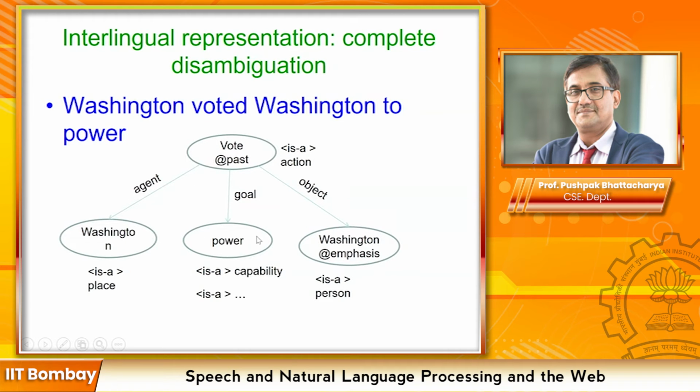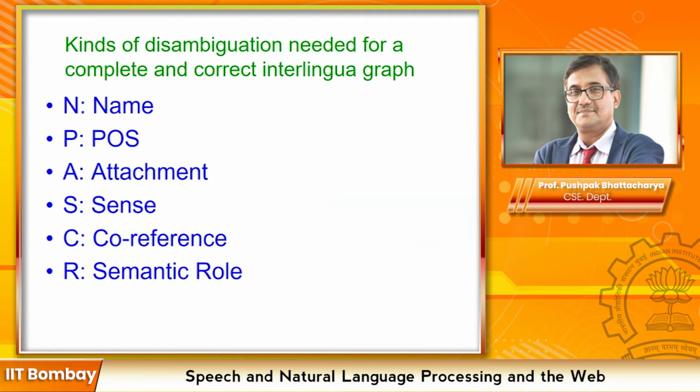So all disambiguation is done by means of these kind of flags. They are called speech acts. And the words are disambiguated by means of these easy linking. Here vote is an action, power is a capability, not electric power, okay, but power in the sense of capability. So it requires complete disambiguation. Now the kinds of disambiguation which are needed for complete and correct interlingua graph are name disambiguation, part of speech disambiguation, attachment disambiguation, sense disambiguation, co-reference disambiguation, semantic role disambiguation.